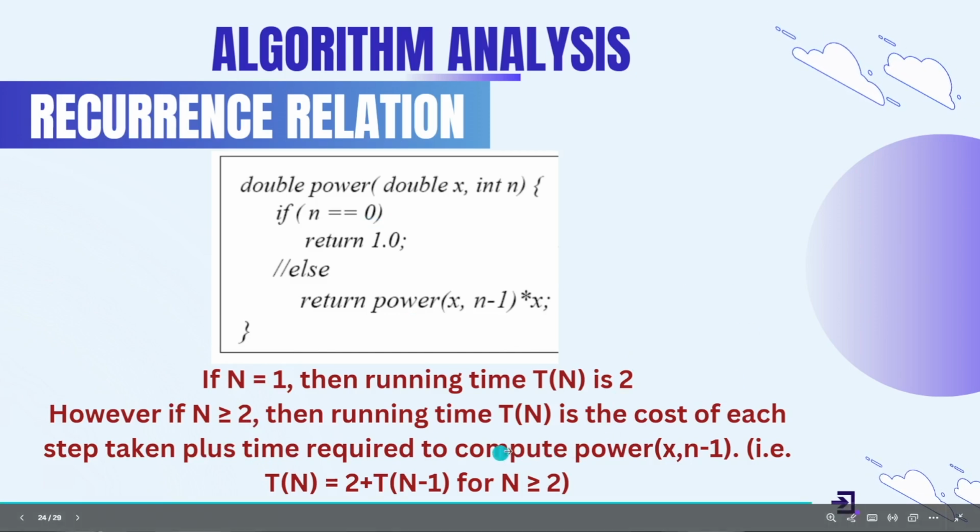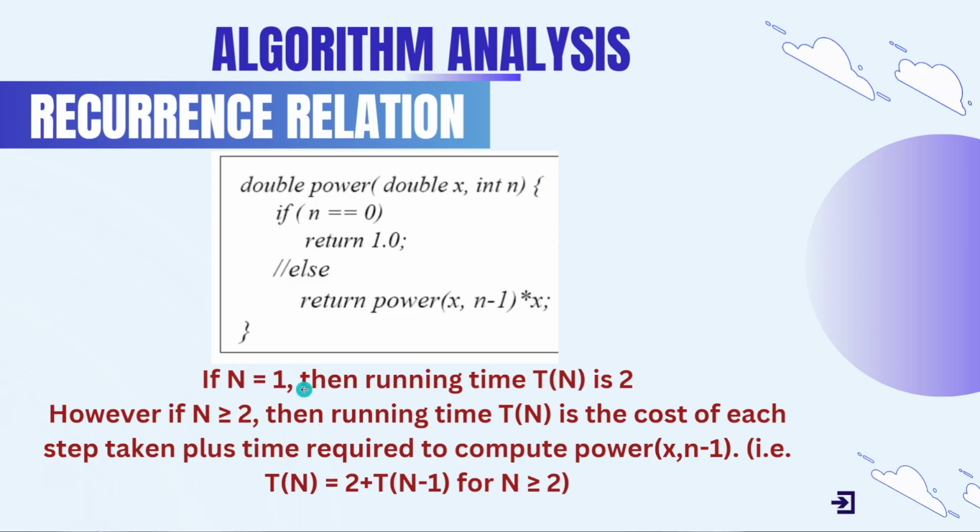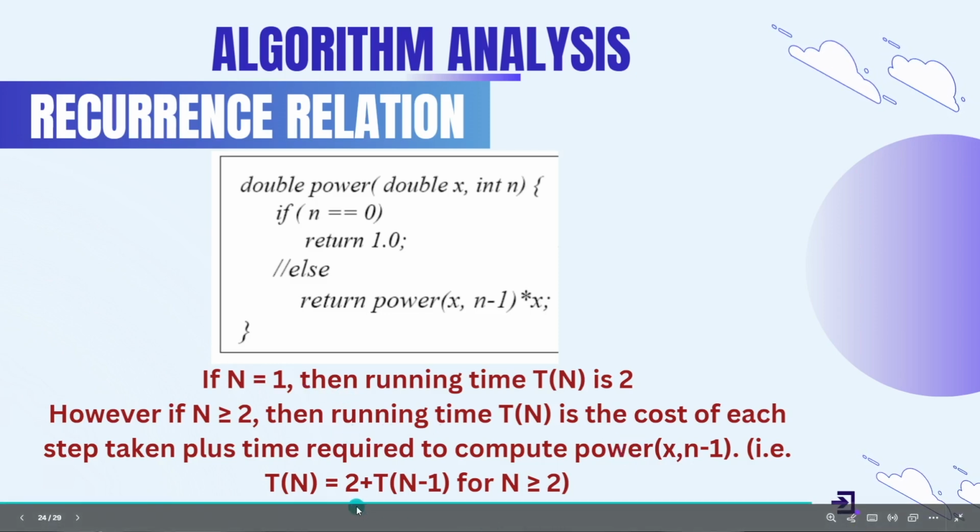So, in that case, if n is greater than 0, then this function T(n) is going to be the running time. When n is equal to 1, T(n) is 2, and for all other cases, it is 2 plus T(n-1), for all n greater than or equal to 2. So, this is going to be the complexity for this recursive function.